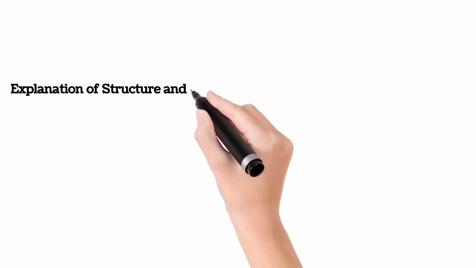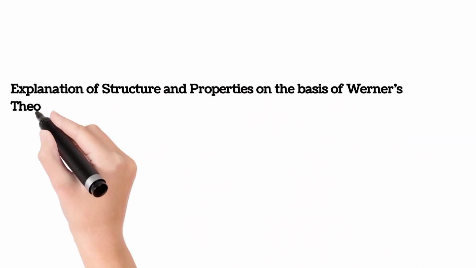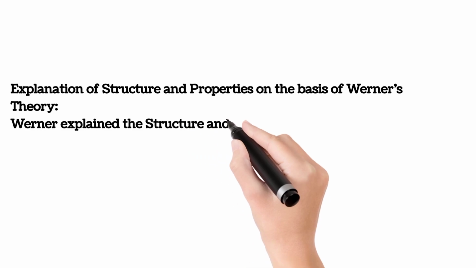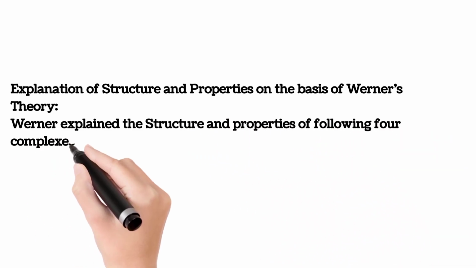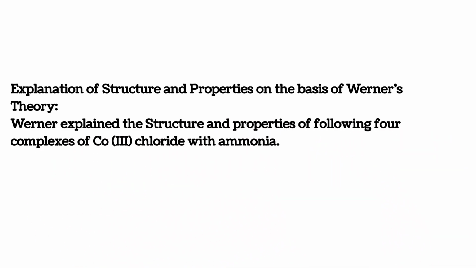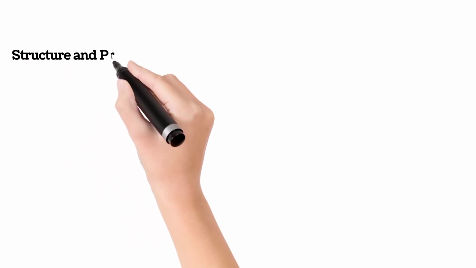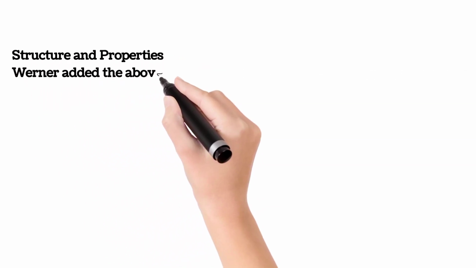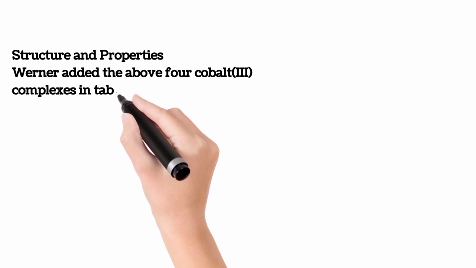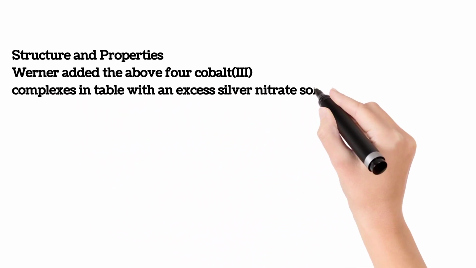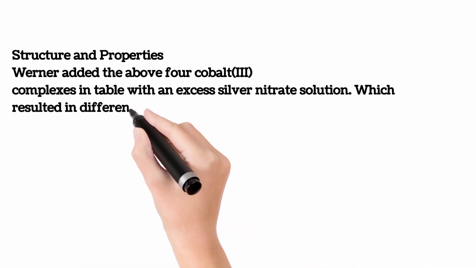Explanation of structure and properties on the basis of Werner's theory. Werner explained the structure and properties of the following four complexes of cobalt(III) chloride with ammonia. Werner added the above four cobalt(III) complexes in a table with an excess silver nitrate solution, which resulted in different amounts of silver chloride precipitate.